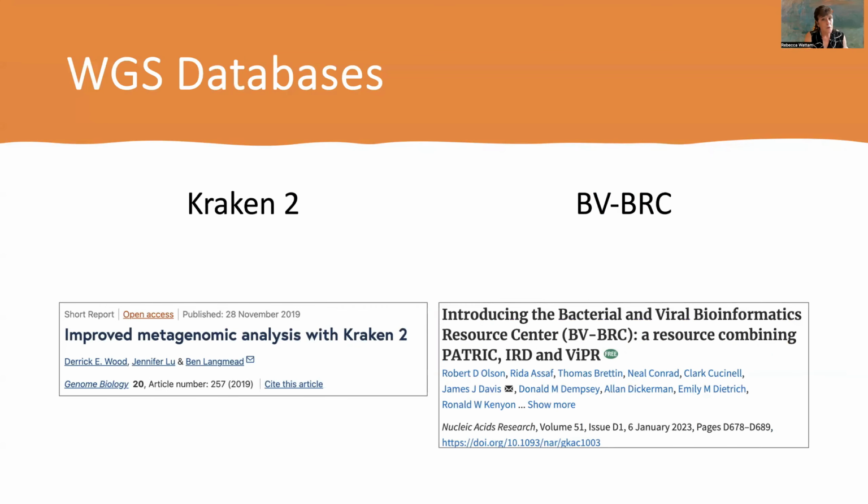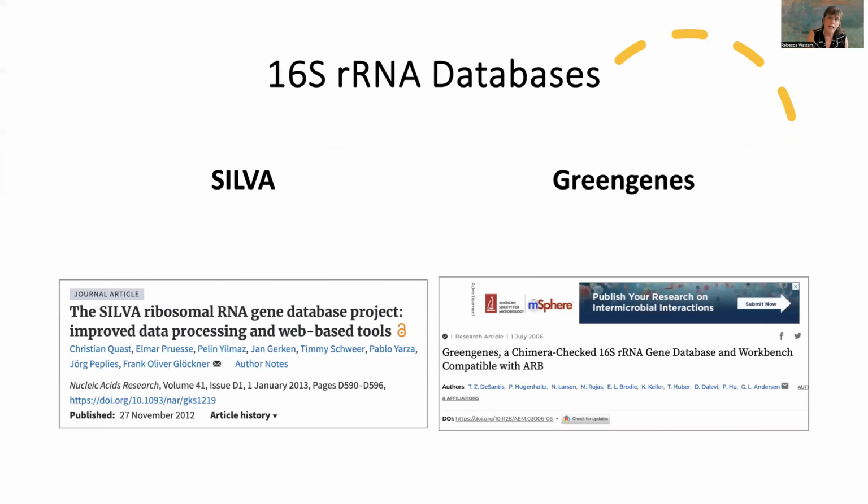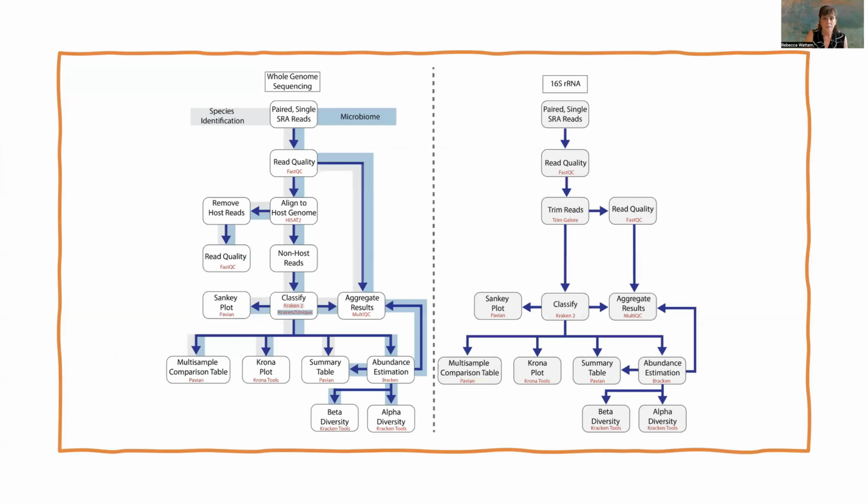So like I said before, it involves different databases. If you're using whole genome sequencing, you can select to use either the Kraken 2 database or the BV-BRC database. And if you're using the 16S ribosomal RNA study, you can select between Silva and Greengenes. Now, this is what the pipeline looks like, and you'll notice that there are strong similarities if you start with whole genome sequencing or with 16S sequencing. There are just a few things that are different.